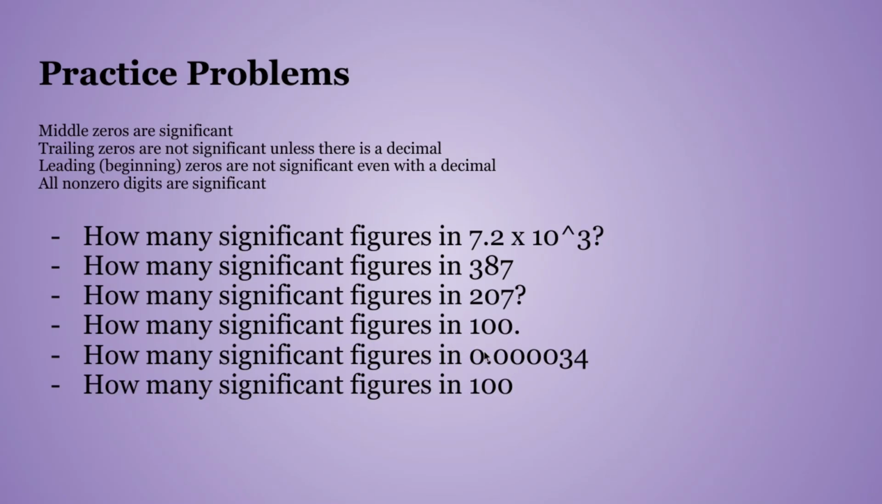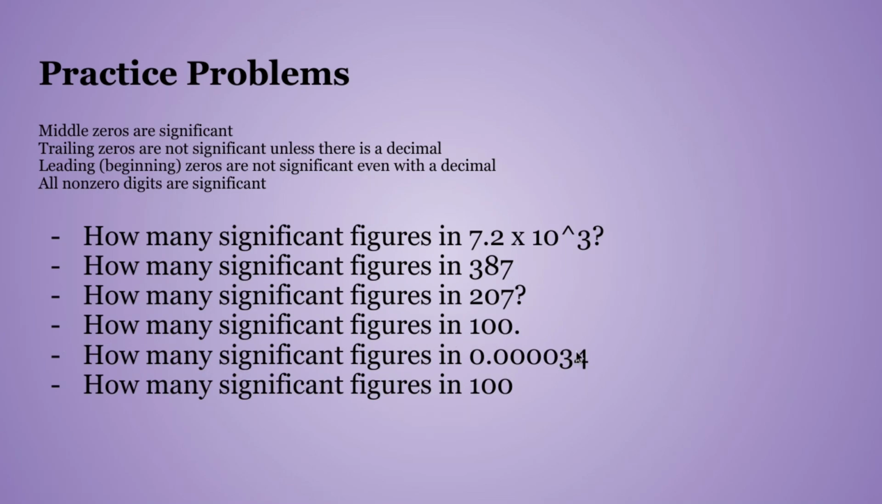How many sig figs in 0.000034? We know that in this rule, beginning zeros, so just the zeros that lead up to a number, are not significant even with a decimal. So even though there is a decimal, all of these zeros are not significant, and only the non-zero digits are significant. If I were to ask you how many are in this number, you would say 2.